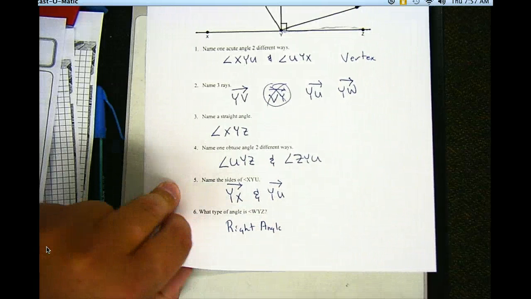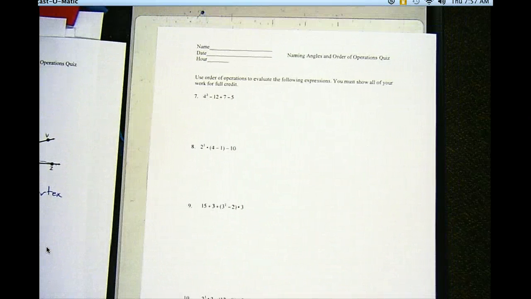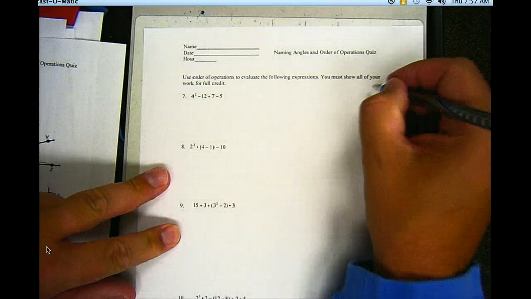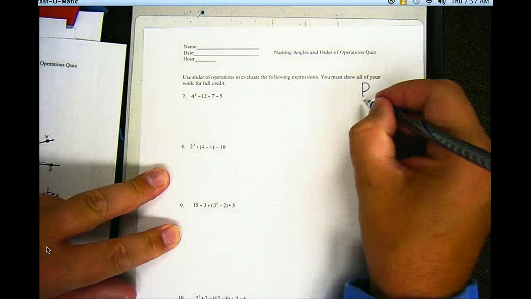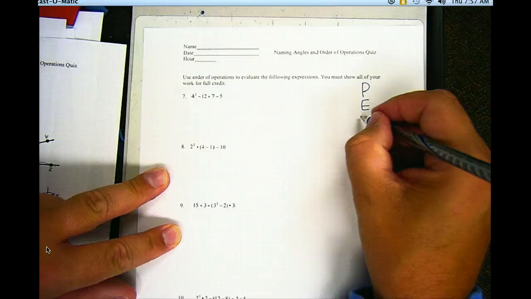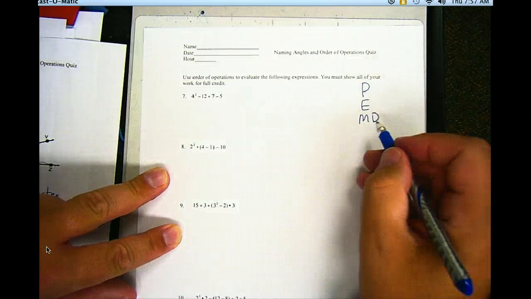Okay, let's go to the order of operations, which is the next page or the back side of this quiz. Now, whenever I do order of operations, I'm going to write this over here. I always do parentheses, then exponents, then multiplication and division are the same.